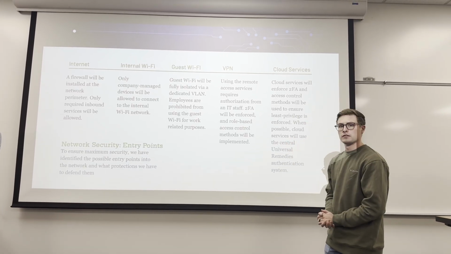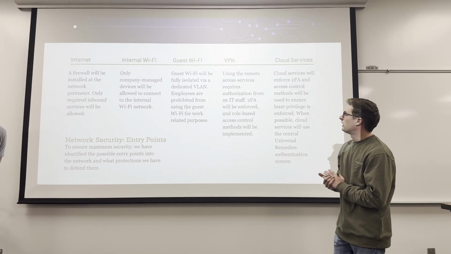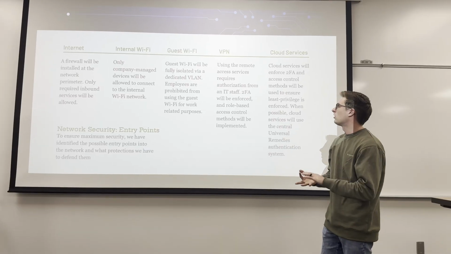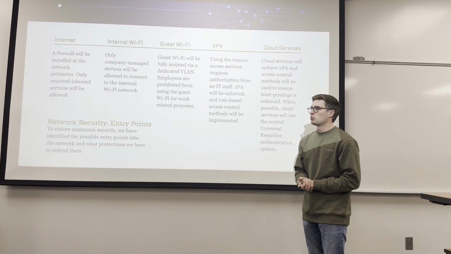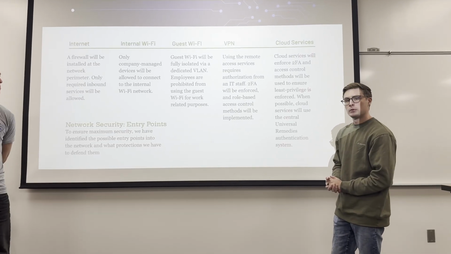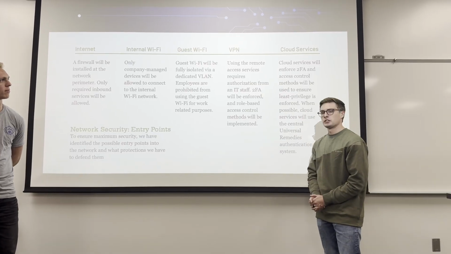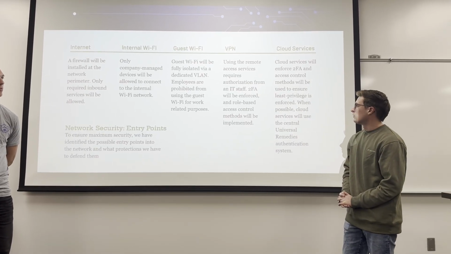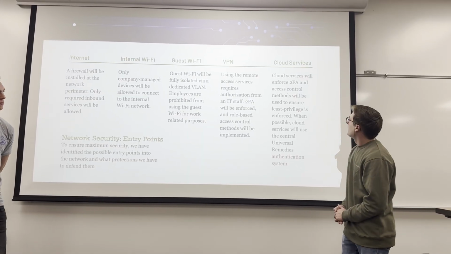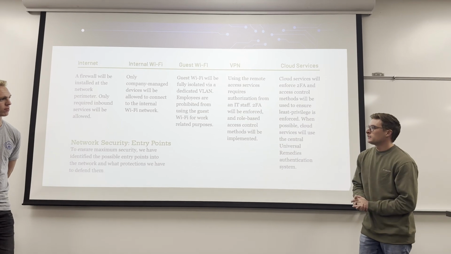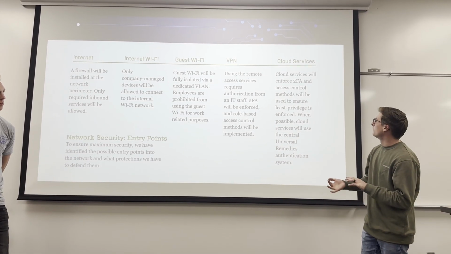The guest Wi-Fi is another, could be sketchy network that somebody could gain access to, but we made sure to keep it fully isolated with a dedicated VLAN like we talked about earlier. And we also prohibit employees from using it. They should be using the actual work network, and they should be using their Wi-Fi. VPN, we wanted to make sure that's secure, and so 2FA needs to be enforced there, and role-based access control methods will be implemented. And then with our cloud services that HR uses, we also need to make sure that access control methods are installed there and that they're using 2FA and least privilege.